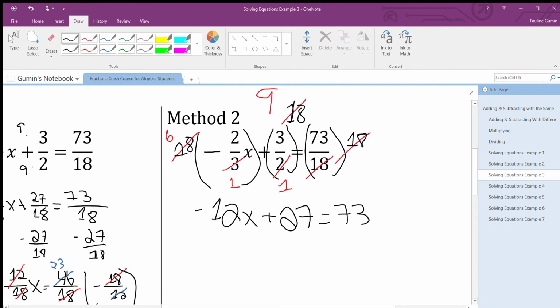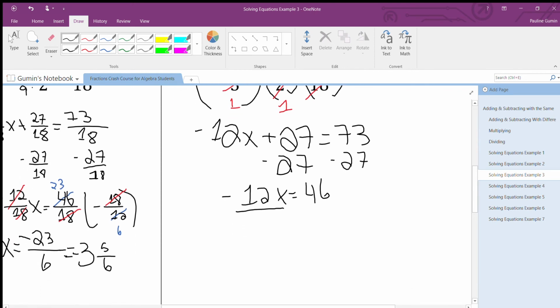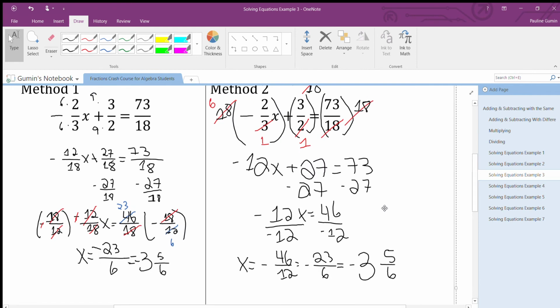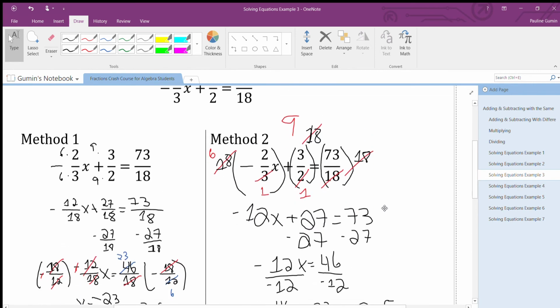Okay, two-step equation. Doesn't look intimidating at all anymore. Subtract 27, negative 12x equals 46. Then we divide by negative 12. So we get that x equals negative 46 over 12, which reduces into negative 23 over 6, which can be rewritten as negative 3 and 5/6. There it is, guys, dudes, friends.